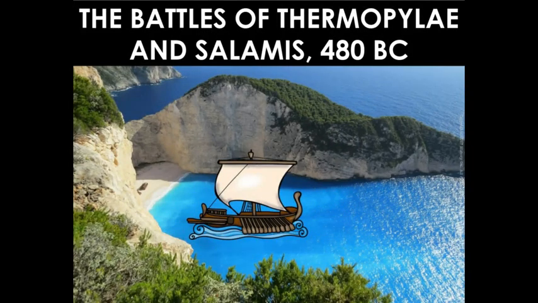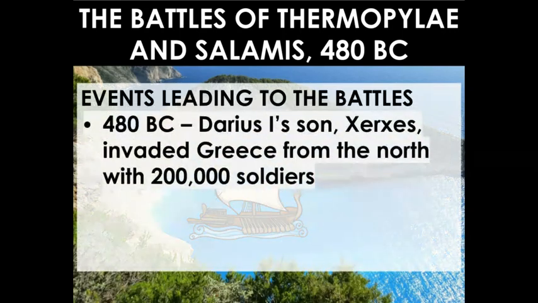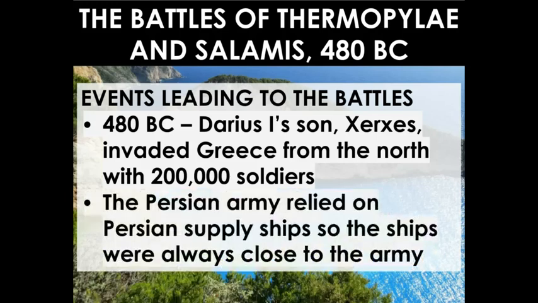Our next battle is the Battle of Thermopylae and Salamis around 480 BC. You see the beautiful picture of the ocean, of the seafront there in Greece. It's very beautiful. All right, so the events that led to this battle. In 480 BC, Darius I's son Xerxes invaded Greece from the north with about 200,000 soldiers. The Persian army relied on Persian supply ships, so the ships were always close to the army. They were just offshore.